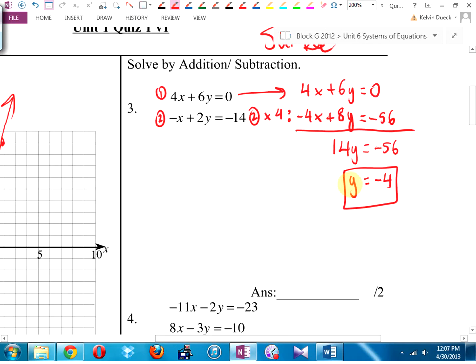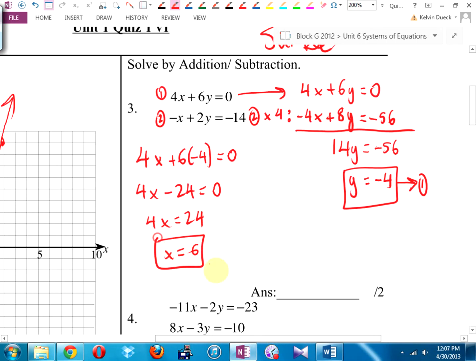Now I'm going to plug it into that equation. If you don't want to do a big arrow because you're running out of room, but you still want to show your work, you could just say plug it into equation 1. I'll figure out what you did, and that also is organized for me. That's why I always label them equation 1 and equation 2. It takes 2 seconds. 4x plus 6 times negative 4 equals 0. 4x minus 24 equals 0. 4x equals 24. x equals 6.